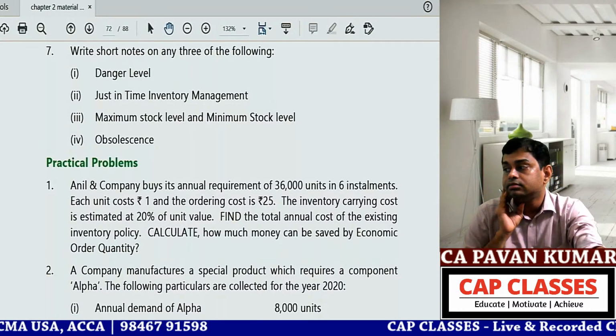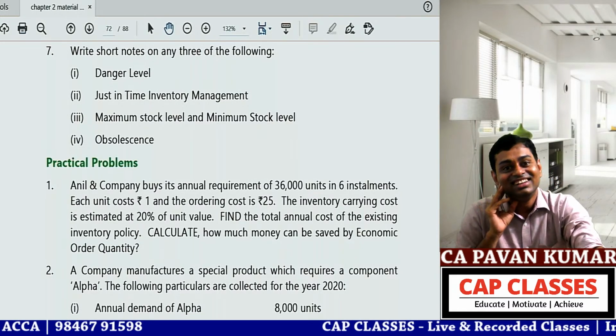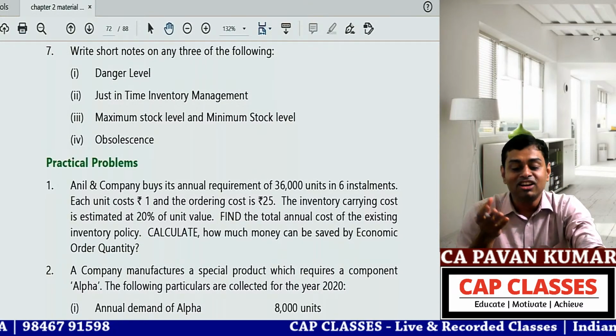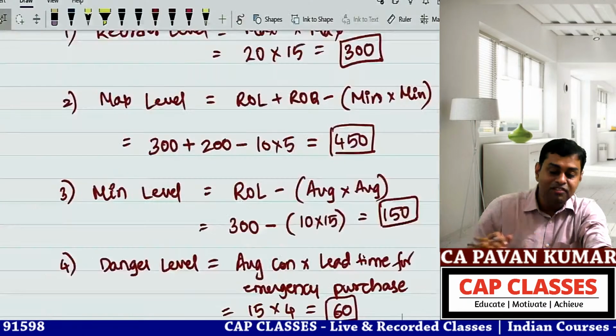Simple question. Surprisingly, these are examination questions. BCom level questions, no, these are. Isn't it? But BCom level questions only.